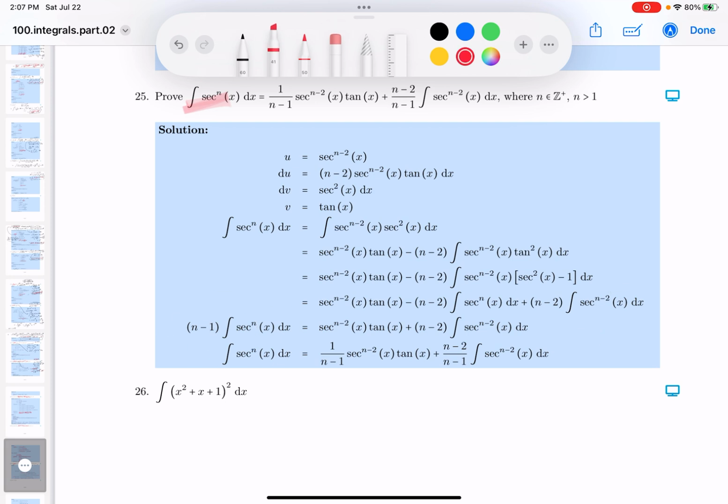Again, I want to emphasize, we took this and we brought it to the other side by adding n minus 2 of those integrations to both sides. We ended up with this. What are we left off with? This and this. Right, we left those two. What do you do now? Divide both sides by n minus 1, and you get this.